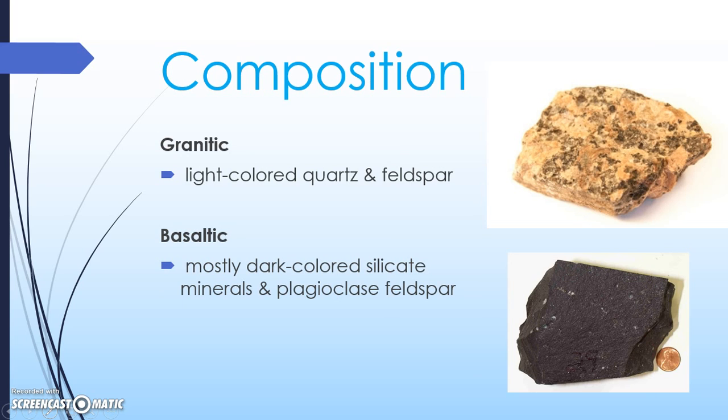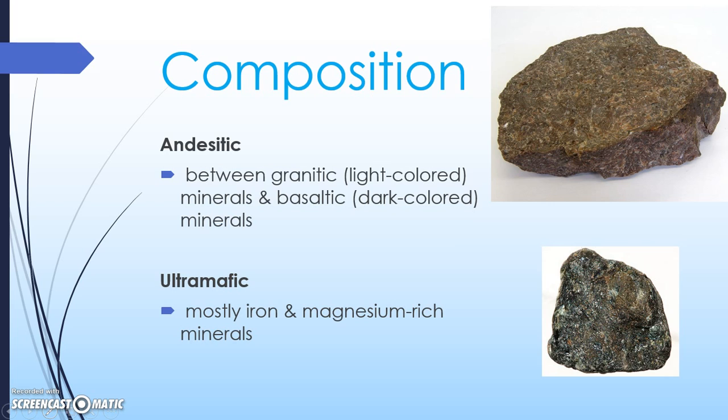We have granitic, which is always going to be light colored, think of quartz and feldspar. And then we have basaltic, which is your dark colored silicate minerals, and plagioclase feldspar. So the one up top is granitic, so think about granite countertops. And then we have basaltic down at the bottom. We also have what's known as andesitic and ultramafic. Andesitic is a mix between that light colored and that dark colored. So a mix between granitic and basaltic. And then we have ultramafic, which is not really any of the above three, but they are composed mostly of iron and magnesium. So ultramafic are going to be your magnetic rocks.